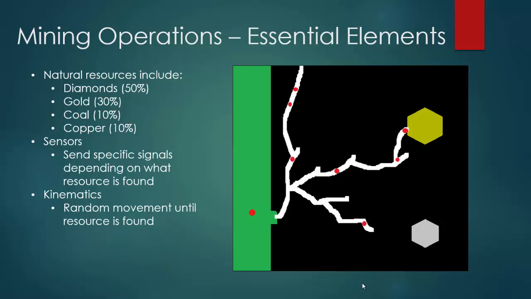Also, kinematics has to do with how the robots move throughout the mine. Once the simulation starts running, the robots are going to move randomly throughout the mine. Once they find a resource, for example, if they find gold, then that specific robot is going to call 5 other robots to help mine that gold, and the other 14 robots are still going to be randomly moving until they find the other resources. So there's going to be random movement going on between some of the robots until each of the 4 resources has been found.